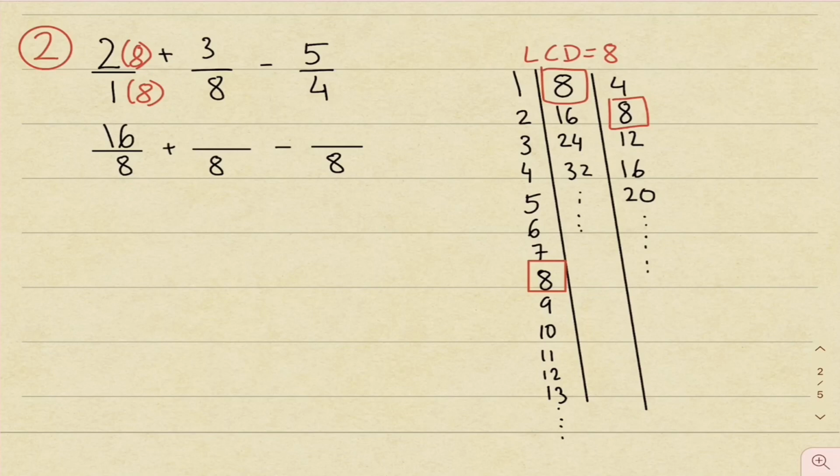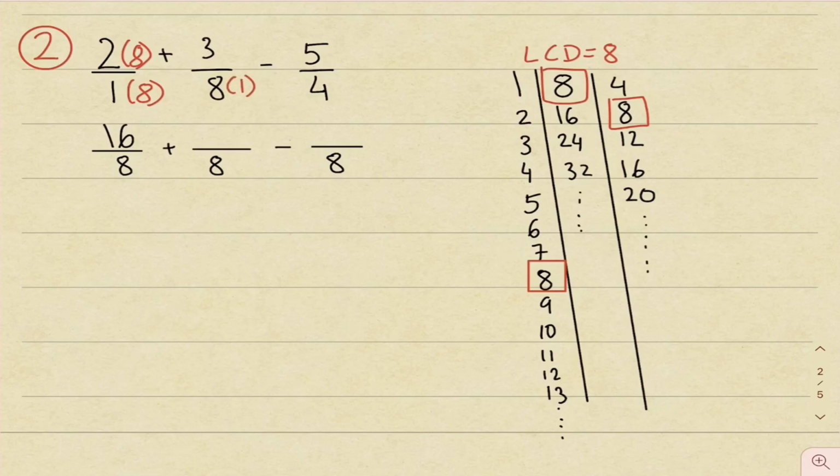So in the second fraction, I have 8 here. And my LCD is 8 as well. So 8 times what gives me 8? And if you don't know that, just go back to the list and just start counting down. In this case, you're only counting by 1, right? 1. So 8 times what gives me 8? 8 times 1 gives me 8.